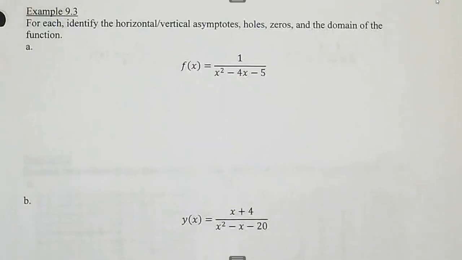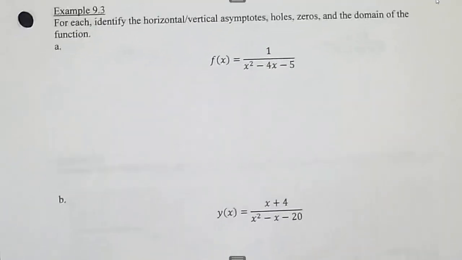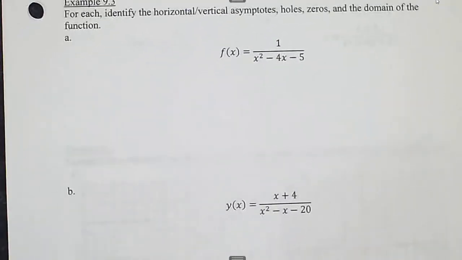Okay, so, this is where we're going to bring it all together. We'll also go ahead and look at a graph of these when we're done just to check our work. But for an Algebra 2 student, given a rational function such as those shown in example 9.3, you should be able to identify the horizontal asymptotes if there are any, the vertical asymptotes if there are any, the holes and the zeros if there are any. Okay? And lastly, we can state the domain.